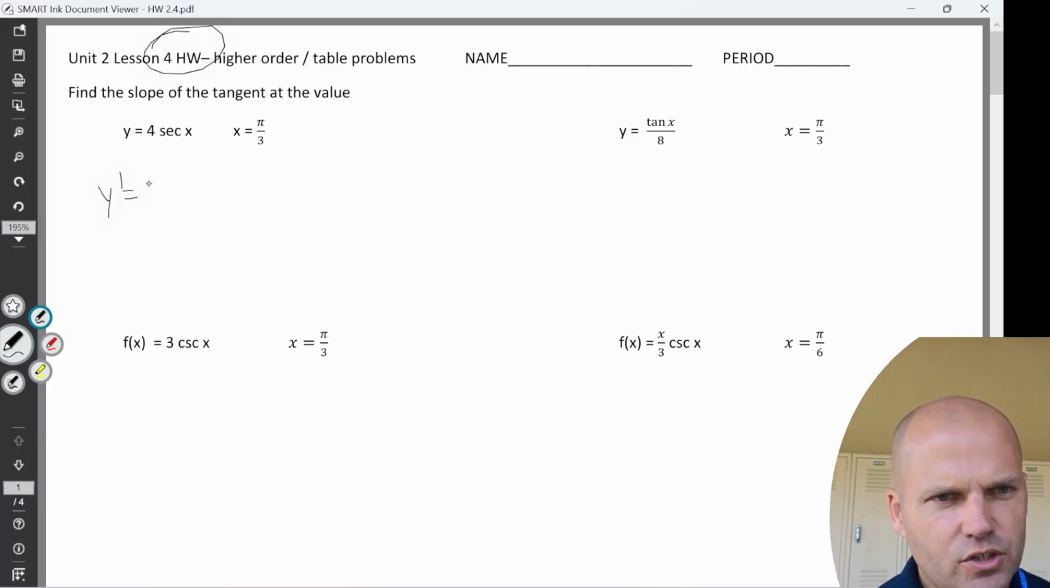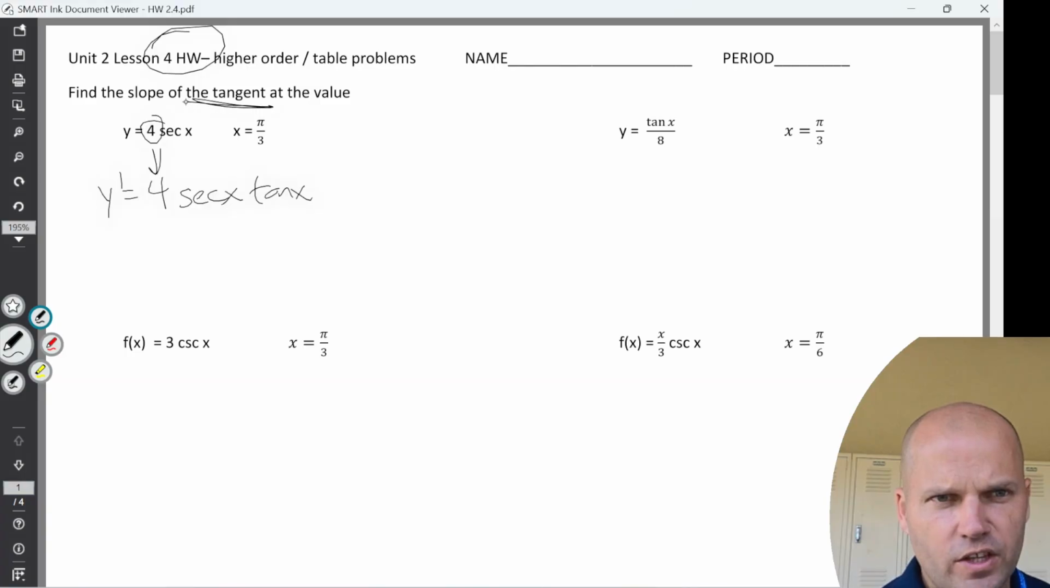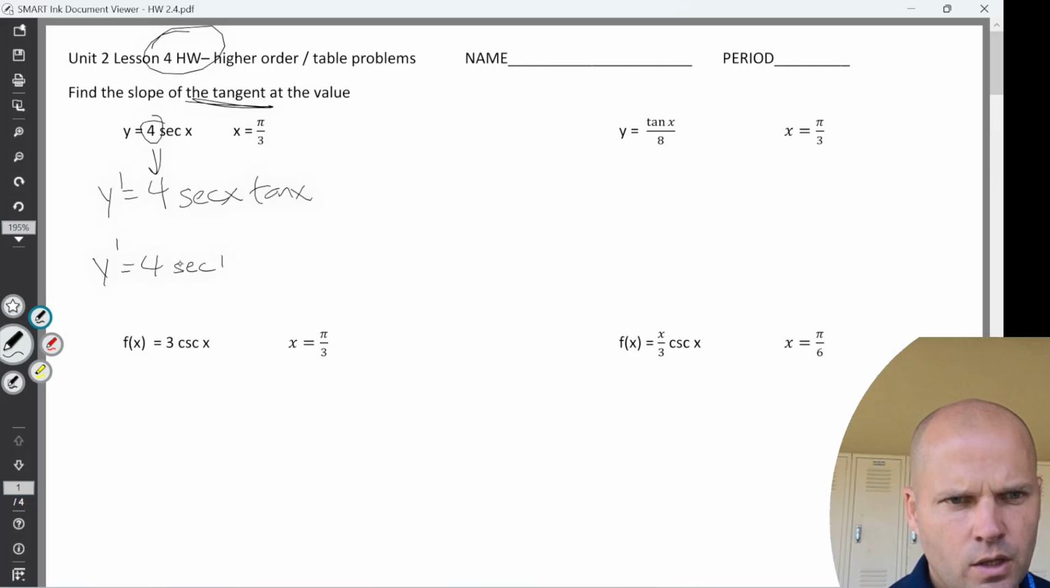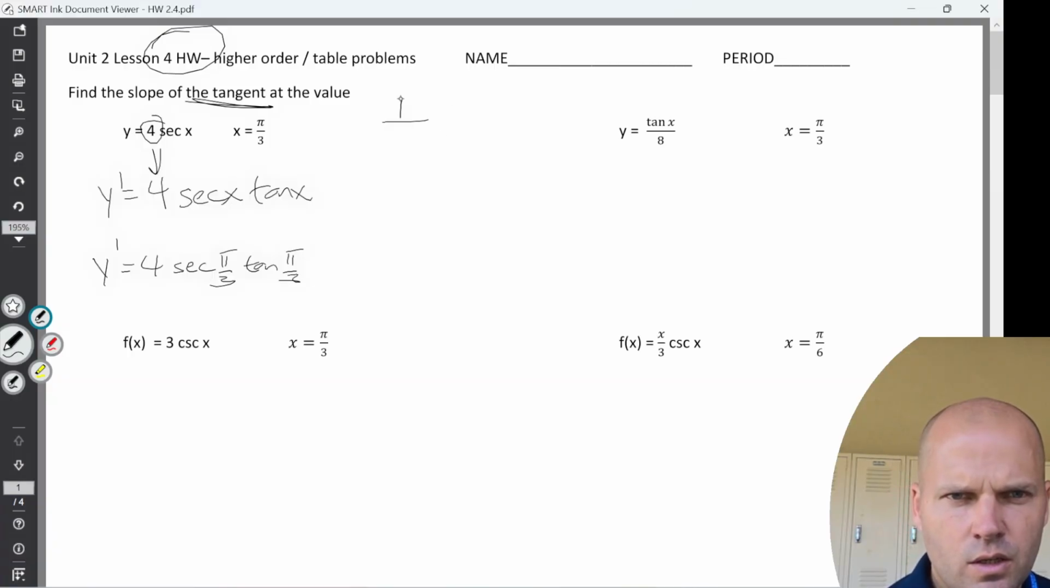We understand the slope of secant is secant x times tangent x. We know constants stick around. We're just finding the slope of the tangent, so we need the slope equation at the value. Guess what? You need to know how to find the secant of pi over 3. Secant of pi over 3 is the reciprocal of the cosine of pi over 3.